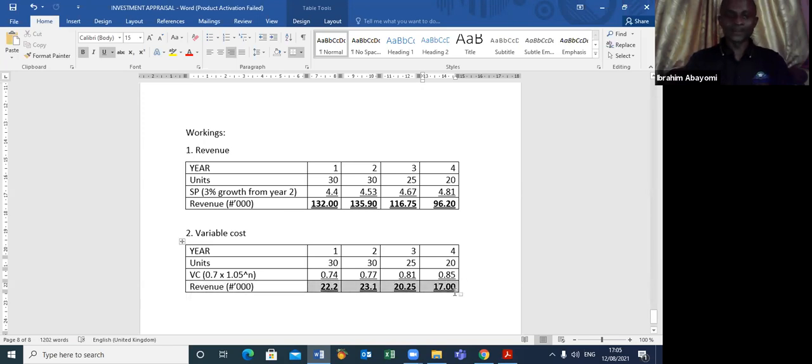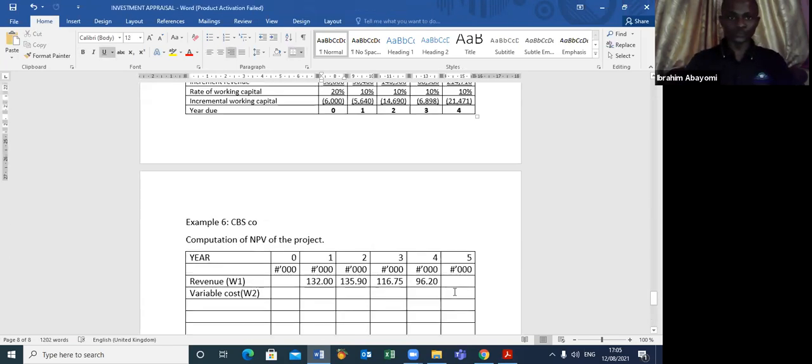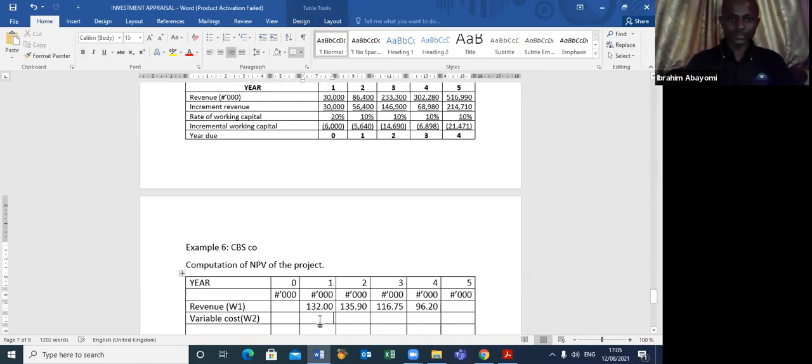I copy them, go there, put them in my solution. These are the variable costs. Now, because they are costs, I put them in brackets. I put them in brackets because they are all costs.